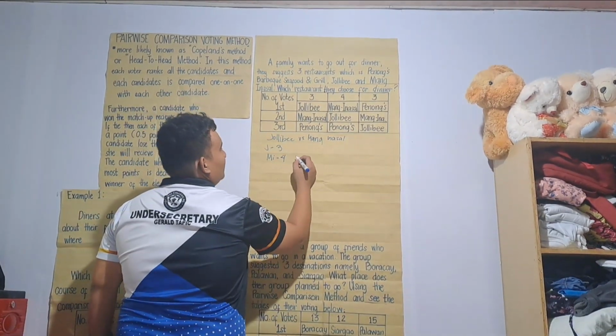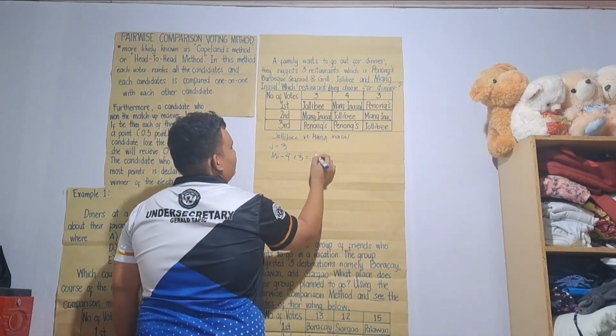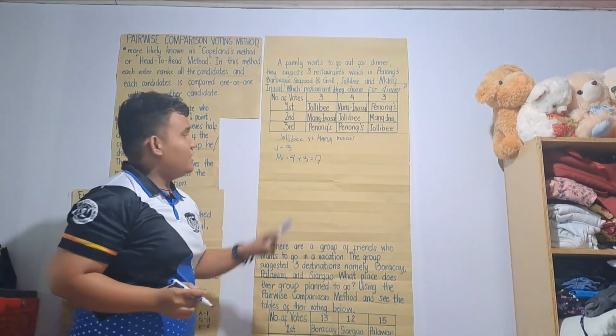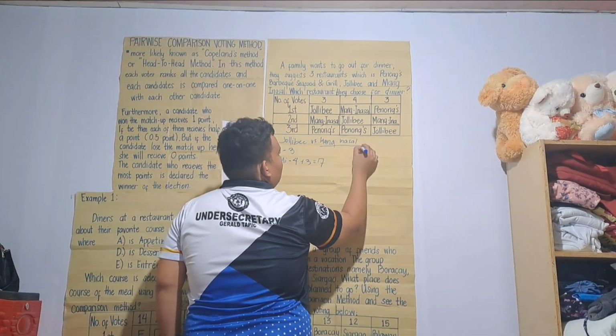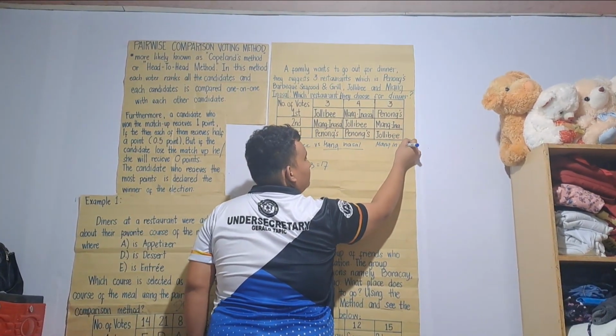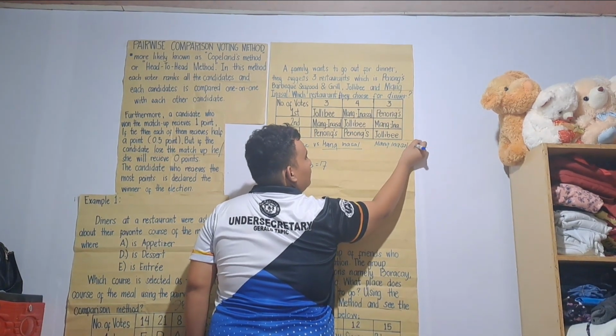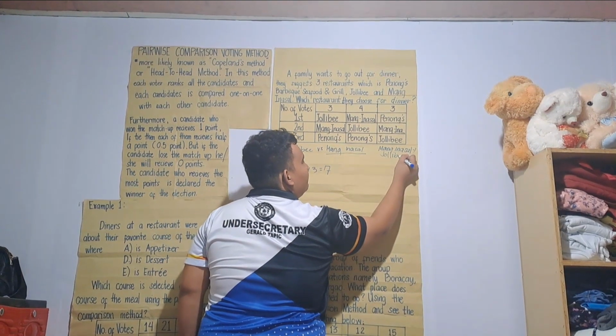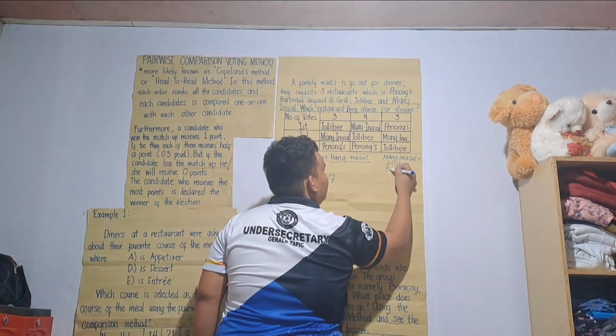The 3 votes prefer Mang Inasal. So 4 plus 3 equals 7. So the winner of this matchup is Mang Inasal. So Mang Inasal has 1 point already. Let me write this down first. Jollibee and Penong's.